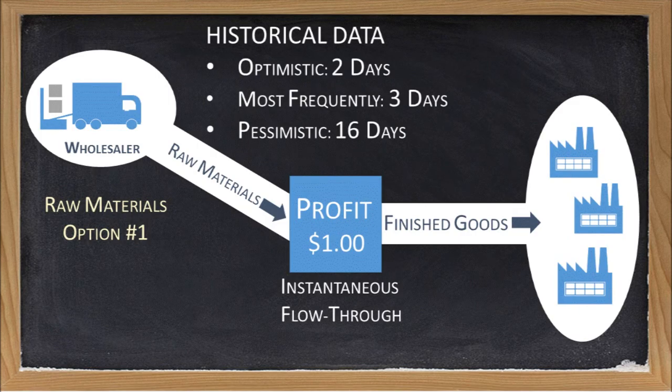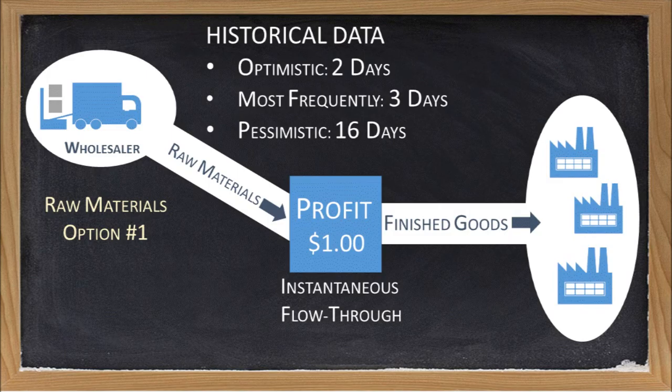But our wholesaler is not perfect. Most frequently, they can get us the raw material that we need within 3 days. They have even been able to get us the material in as little as 2 days. However, in the rare case, when they run out of inventory, it sometimes takes them up to 16 days to get us the material. When they do deliver the material to us, we can get a $1 profit on each item we supply to our customer.